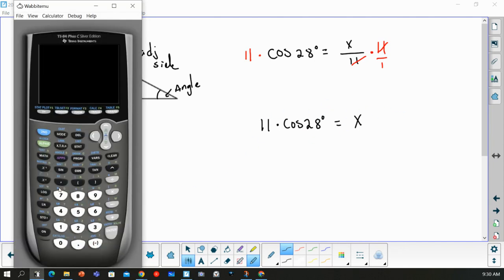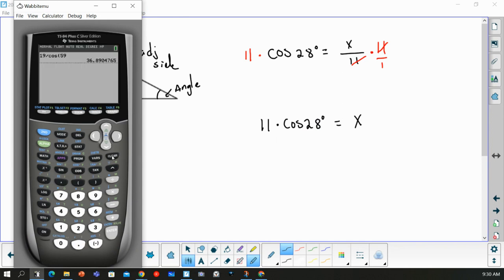So grab my calculator here, turn it on, clear. So I'm going to do 11 times the cosine of 28. 9.71. So if we round it off, we get 9.7 is the answer to this question.